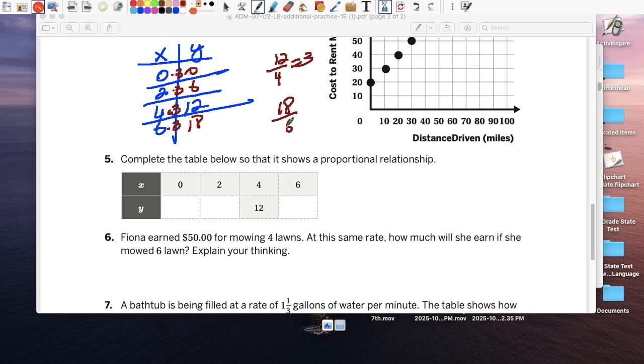Look, it's 3. What if I took 6 and 2? It's 3. So notice that this is a proportional table. So what was this? 0, this was 6, and this was 18.